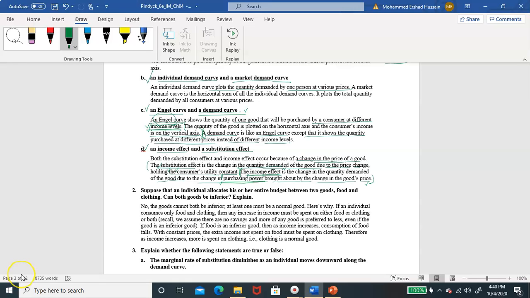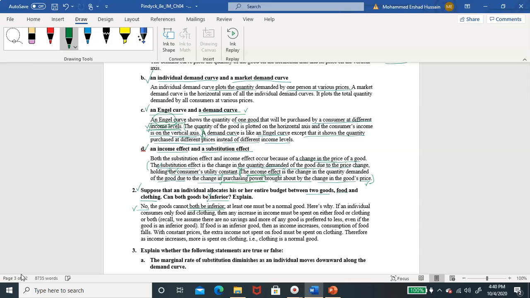Okay, all right. Now let us take a look at this one, number 2. Suppose an individual allocates his/her entire budget between two goods, food and clothing. Can both goods be inferior? So it can be a situation where if income increases, the person will buy less of the goods. No, it cannot be, right? That is the answer. The goods cannot both be inferior.